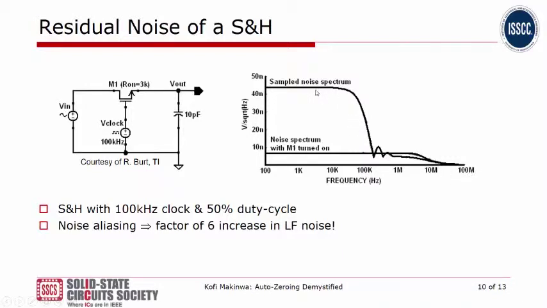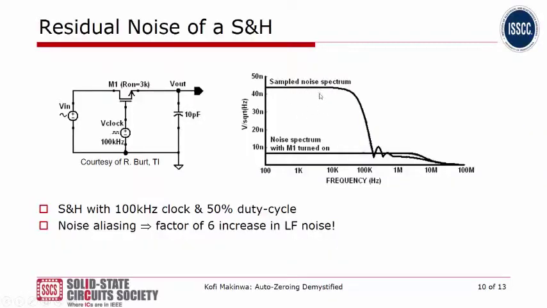This is the noise spectrum that results when you turn on the sample and hold. Because of this process of periodically sampling the noise and holding it, the noise at low frequencies explodes dramatically. And in fact, in this case, it's about 6 times. And this just happens due to the fact that you're sampling and holding the noise at a frequency of about 100 kilohertz, which is lower than the bandwidth of the noise, and therefore you're getting some noise aliasing.